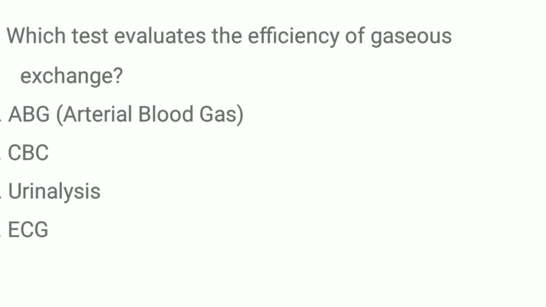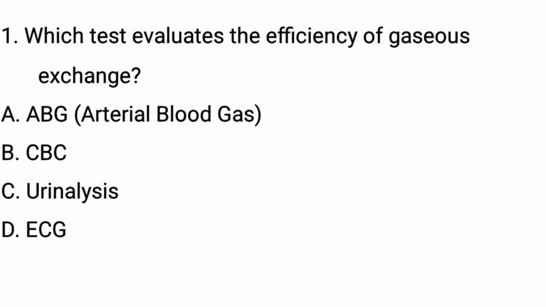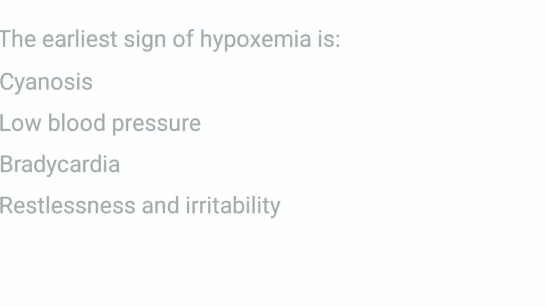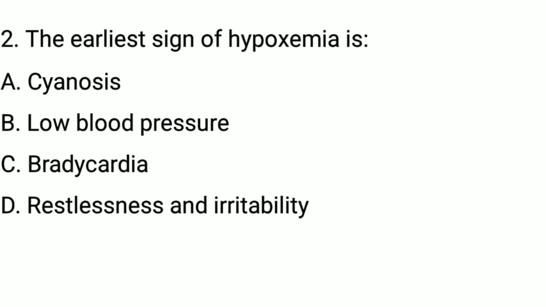Question number 1. Which test evaluates the efficiency of gaseous exchange? The right option is option A, ABG. Question number 2. The earliest sign of hypoxemia is. The right option is option D, restlessness and irritability.